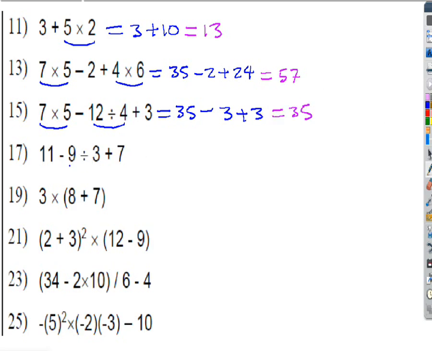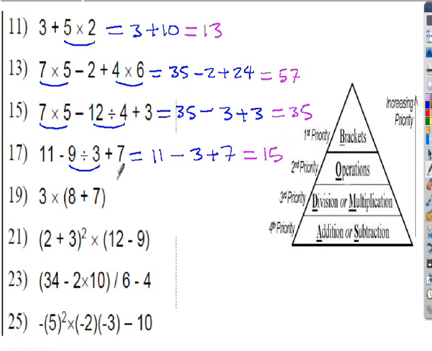In question 17, the precedence lies here. So again, undertaking a calculation, that's 11 and we're taking away 9 divided by 3 is 3, and we're adding 7. So that's equal to 15. In question 19 we have a bracket now, so we need to evaluate the bracket first of all. So that becomes 3 multiplied by, and 8 add 7 is 15. So that's equal to 45.